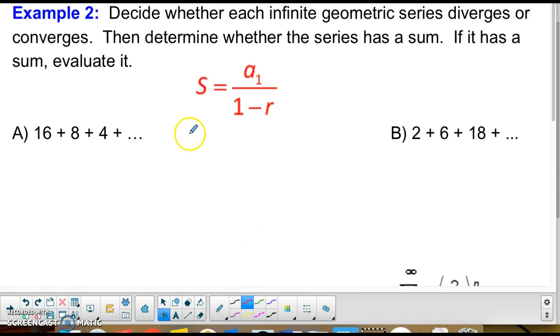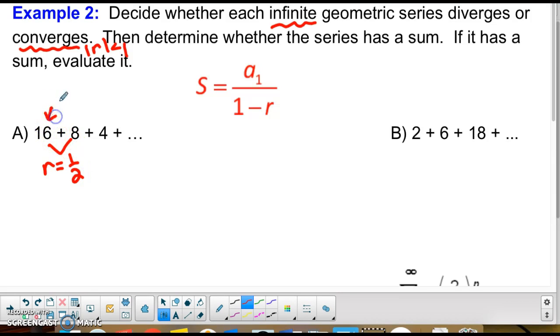So in this problem, we are trying to find the sum of infinite geometric series. That formula is right here, and we can only find that sum if it converges, meaning that the absolute value of its ratio is less than 1. So let's take a look at A. We can see here that the multiplier is equal to 1/2.